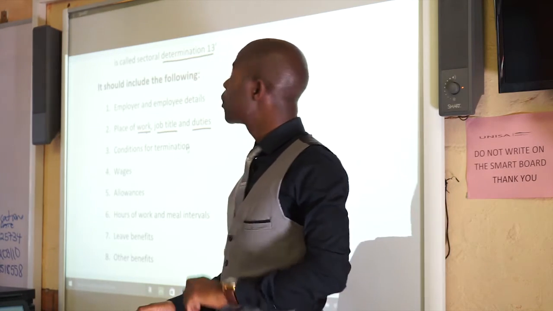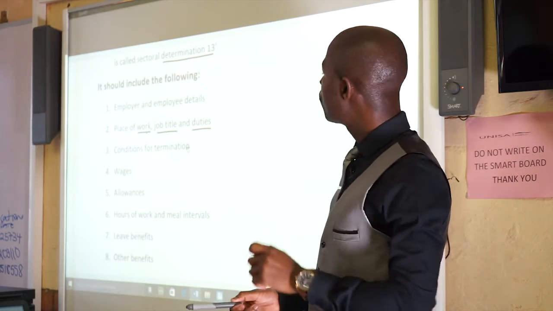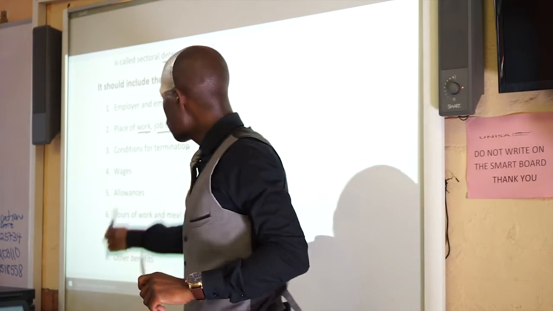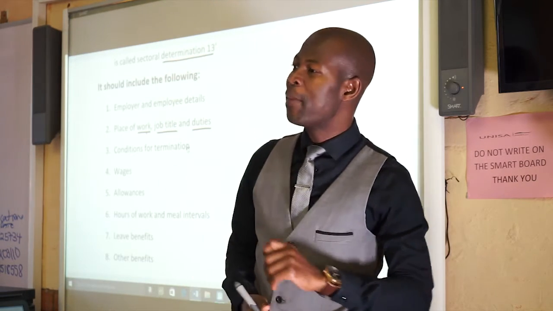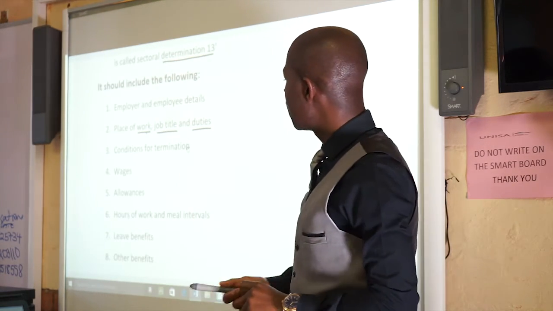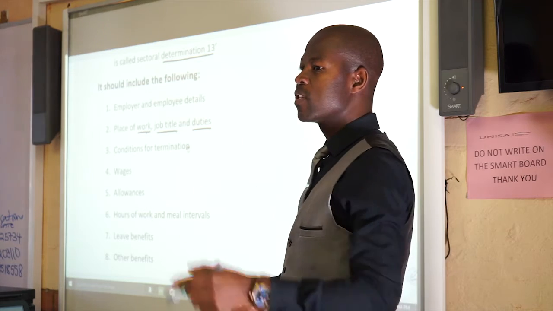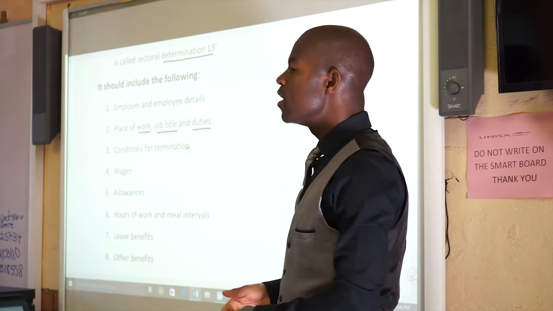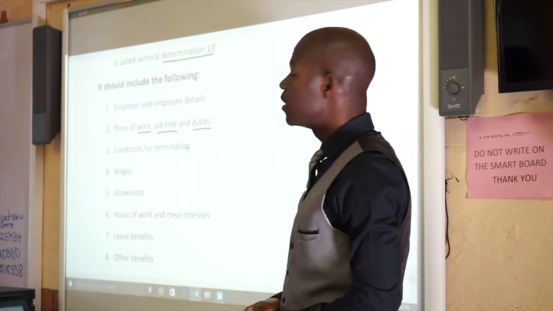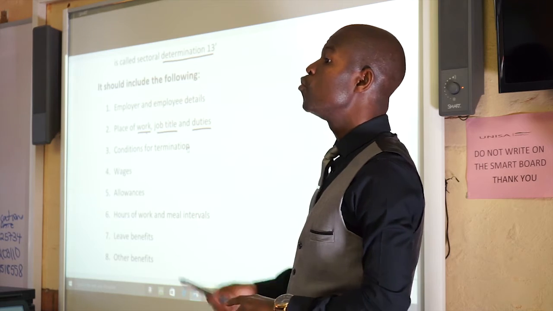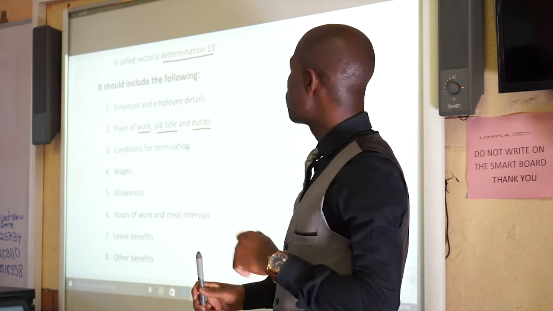So that also needs to be included in what? In the employment contract. But it also includes allowances. Which are these allowances? Like maybe a housing allowance or car allowance. That should also be included in the employment contract. If you will receive those, it should be included.